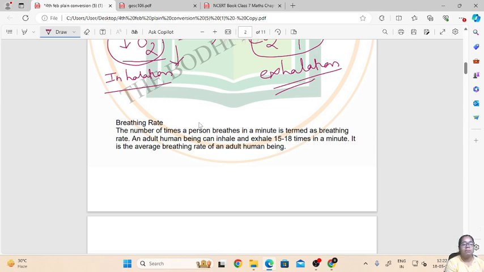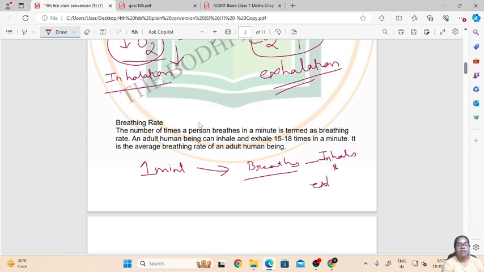The number of times a person breathes in a minute is termed the breathing rate. So in 1 minute, how many times does the individual inhale the air and exhale the air? This amount in a minute is called the breathing rate. An adult human being can inhale and exhale 15 to 18 times in a minute. It is the average breathing rate of an individual.